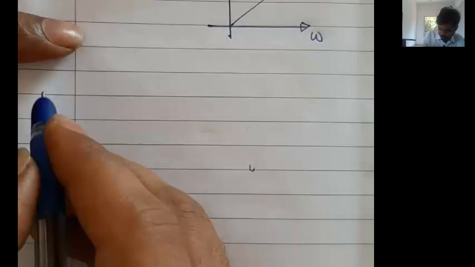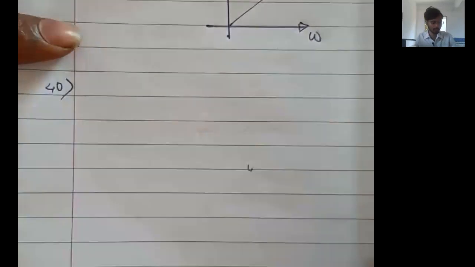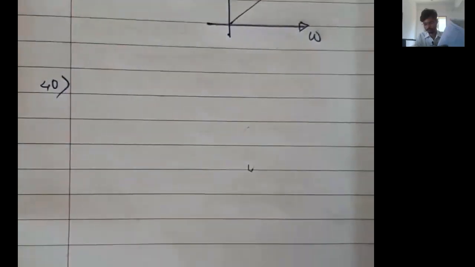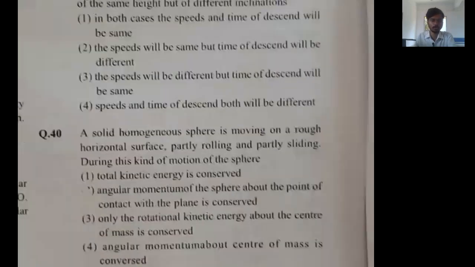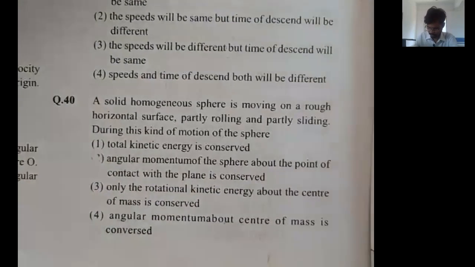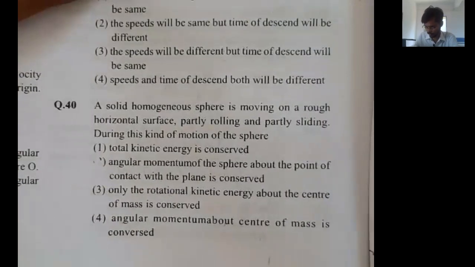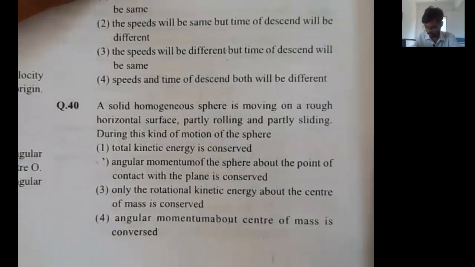Okay. Now let us see what is given in question number 40. This is question number 40 in front of us. Okay, fine. It seems some sort of theoretical, so we simply need to think instead of calculation.